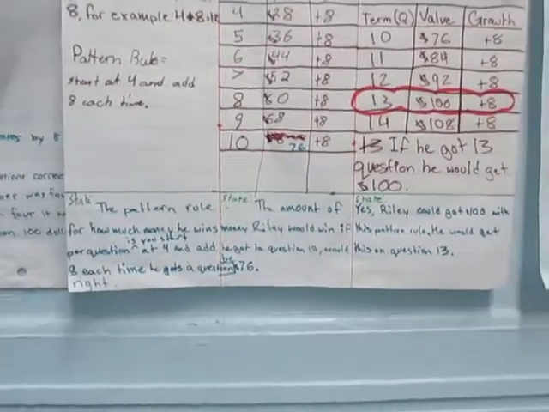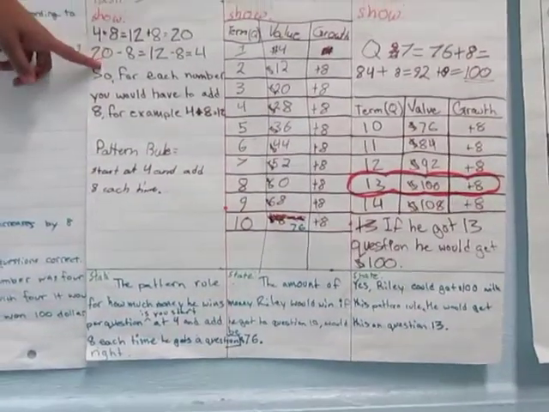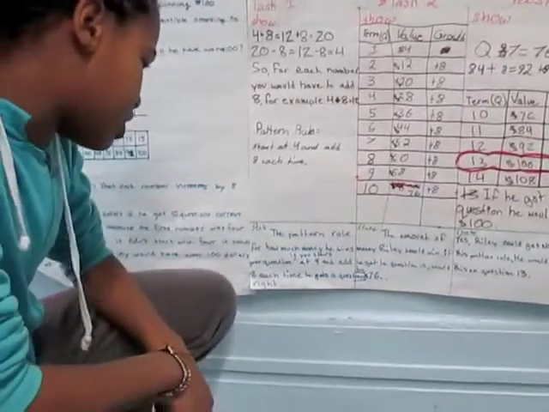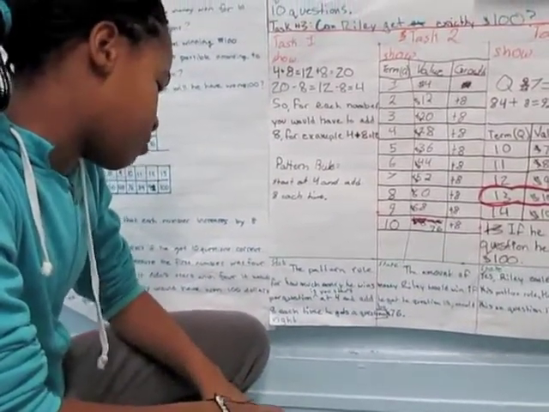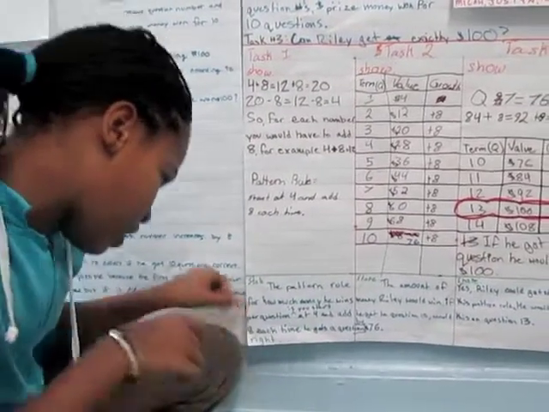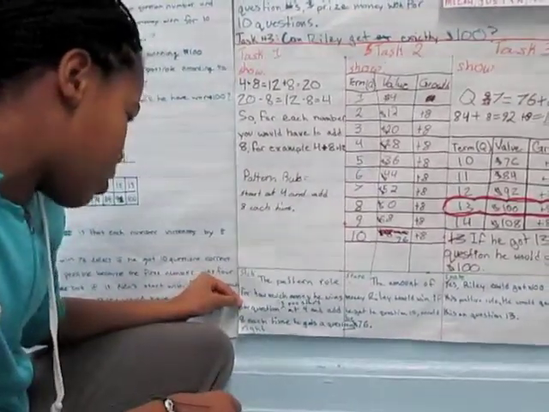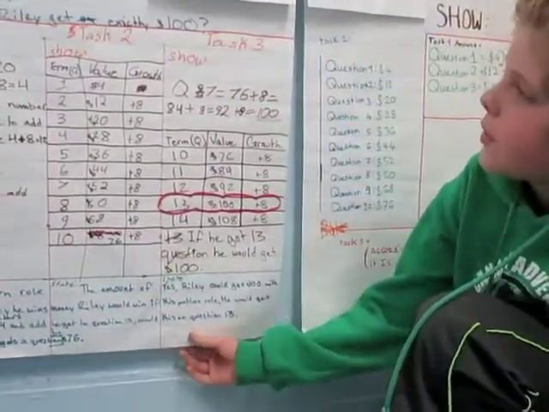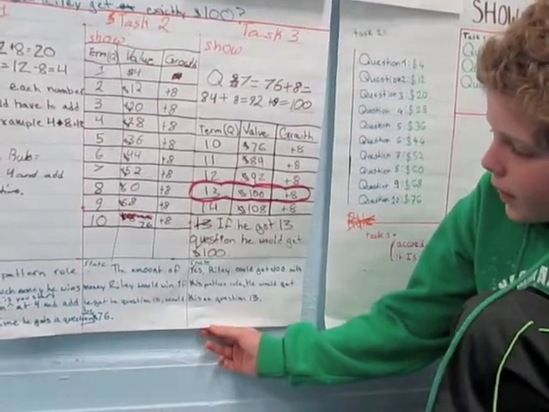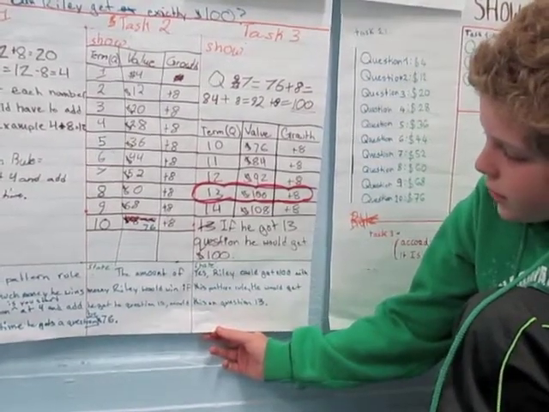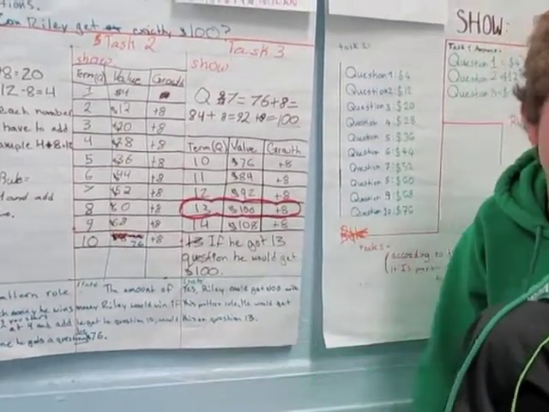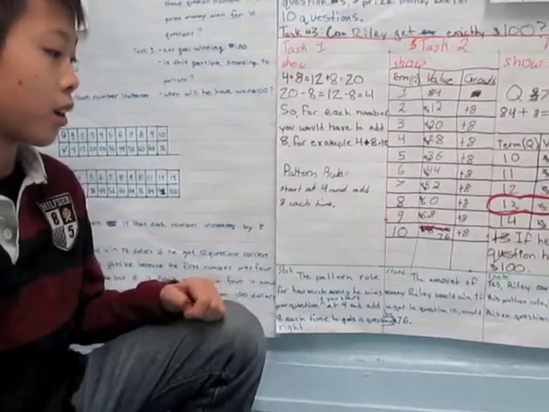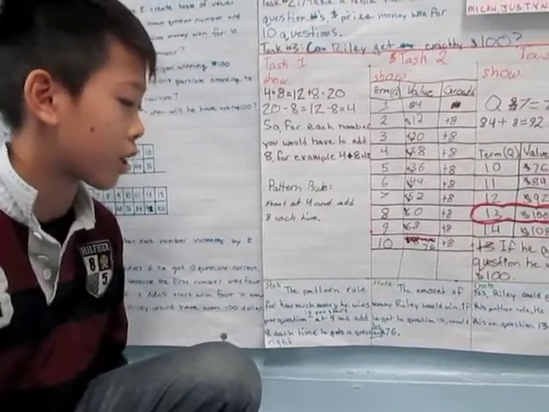For task 1, the pattern rule for how much money he wins per question is you start at 4 and add 8 each time he gets a question right. For task 2, the amount of money Riley would win if he got to question 10 would be $76. Yes, Riley can get $100 because with this pattern rule he would get this on question 13.